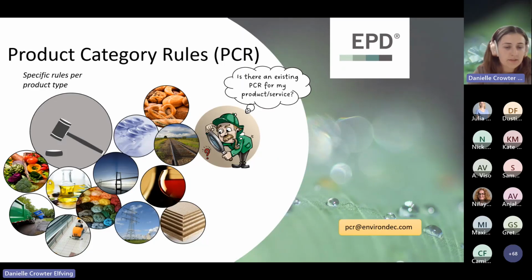These images represent just some of the PCRs we already have in our library. We have PCRs for vegetables and oils, yarns, bridges, construction products. You can also create EPDs for services. I think we have some waste management services at the bottom left here. So the library is already pretty wide.